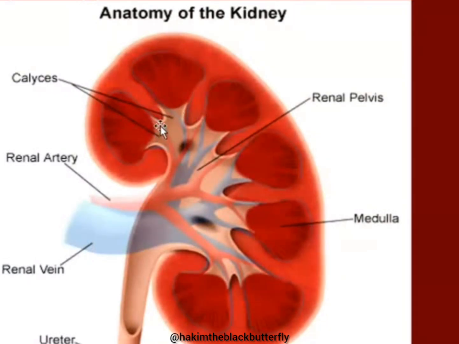Then the pyramids connect to minor calyces. You remember the ureteric bud? The ureteric bud derivatives begin from the minor calyces. Then the minor calyces join to form the major calyces. And the major calyces join to form what? What do they form? The pelvis. The renal pelvis. And the renal pelvis is going to form the what? The ureter. The ureter.